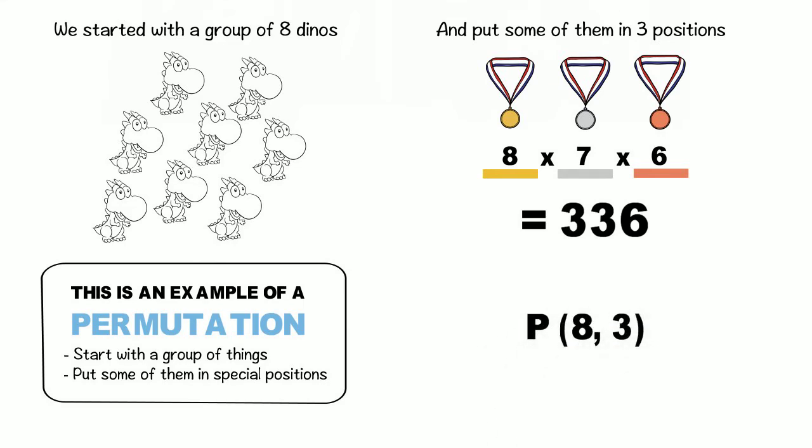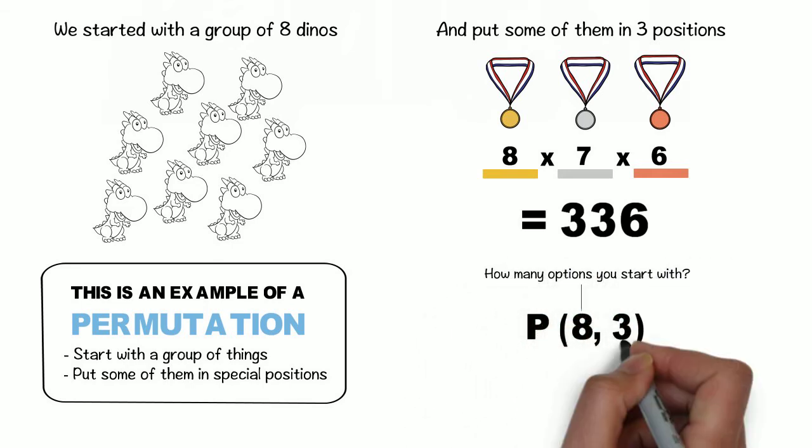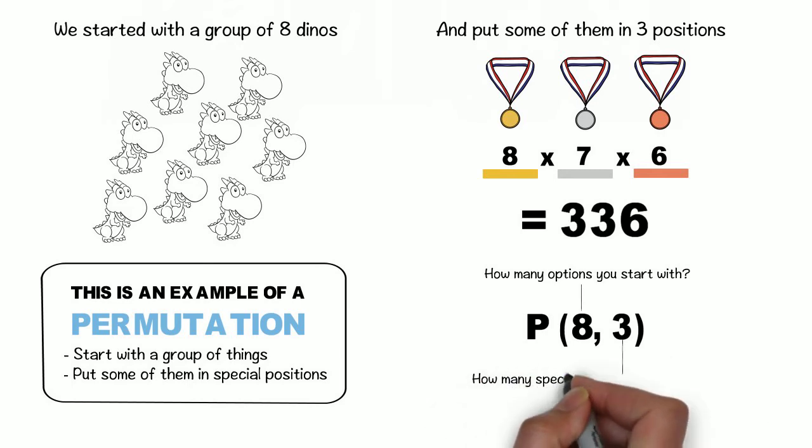Whenever you write a permutation this way, it's shorthand for the number that you're trying to find. And the first number means how many options you start with. In this case, we have 8 because of 8 dinos. And the second number means how many special positions you have that you're going to be selecting for. So we have 3 because gold, silver, and bronze.